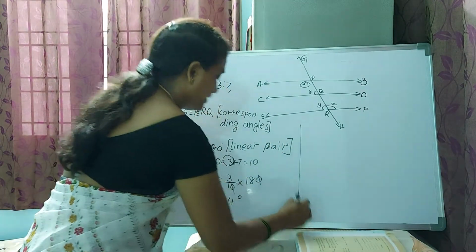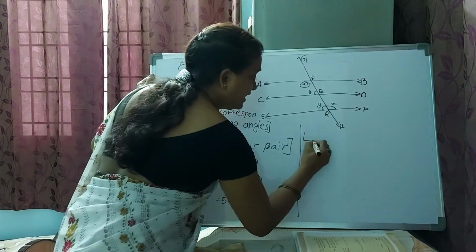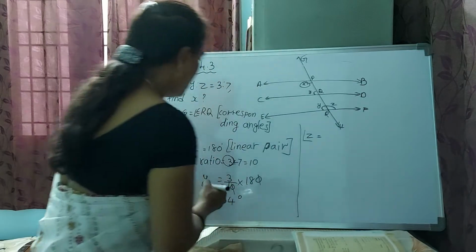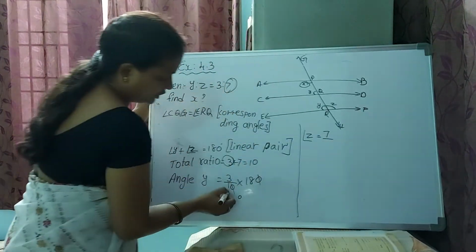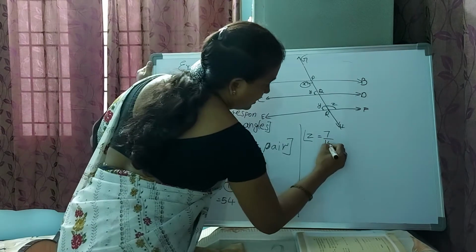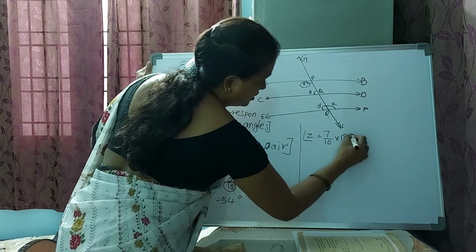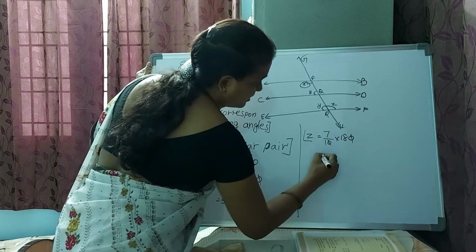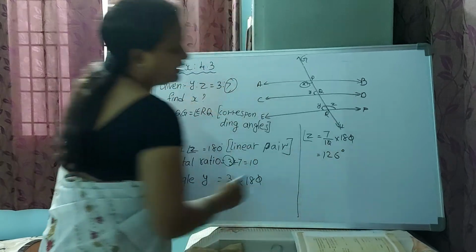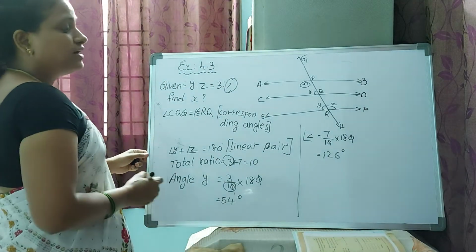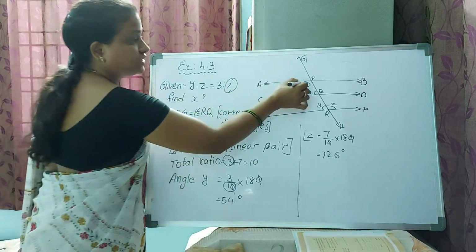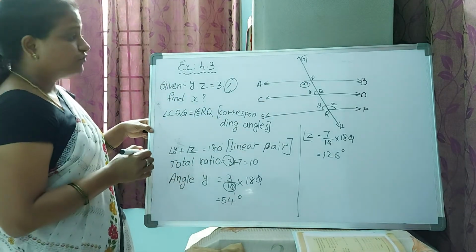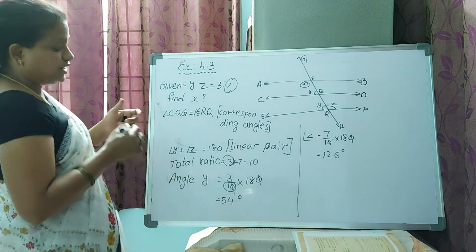What about angle z? Angle z is equal to 7 by the total ratio 10, into 180. The 0 gets cancelled, 18 sevens are 126 degrees. But we should not just find y and z; we have to find the x value. How to find the x value?